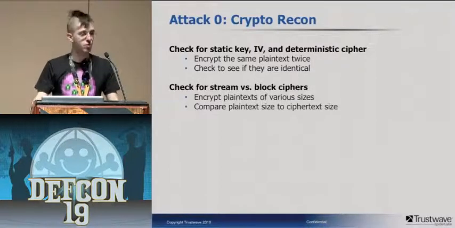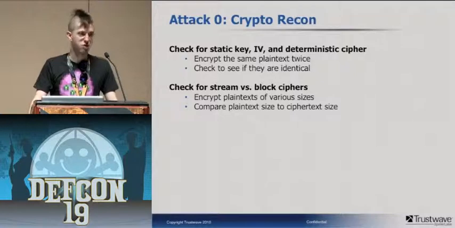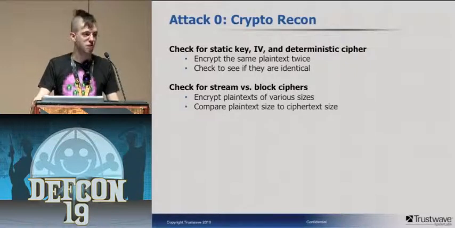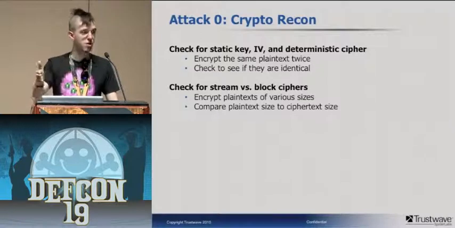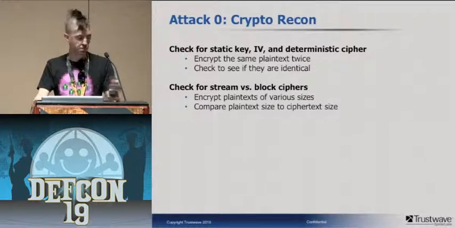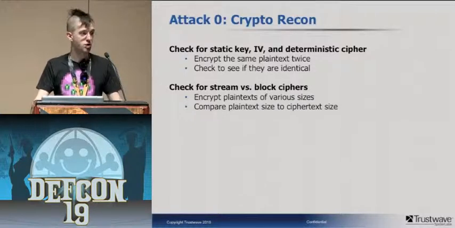You can also check for stream versus block ciphers. This is pretty easy to tell. So you can encrypt some piece of plain text, and if the size is dependent on the size of the plain text divided by 8 or 16 or something like that, then it's a block cipher. And if it just grows with the plain text, no matter how many bytes you're tacking onto the end of it, linear relationship, you have a stream cipher.